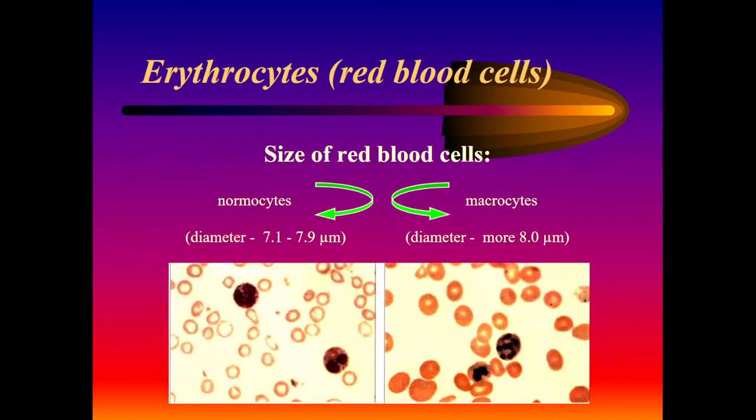Erythrocytes, red blood cells, as you can see in these pictures, are divided into normocytes and macrocytes.